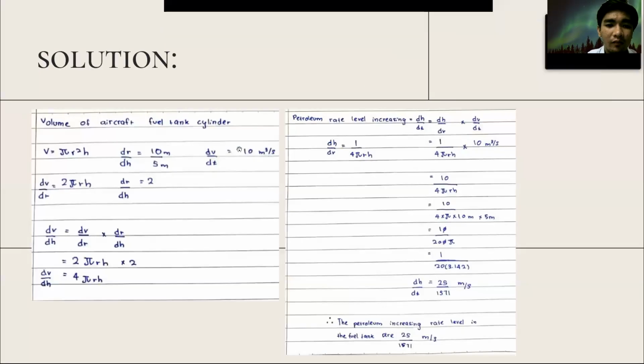The volume of the aircraft fuel tank is a cylinder, and the formula for the volume of a cylinder is pi r squared h, and dr over dh is equal to 2, and dV over dt is equal to 10 meters cubed per second. So dV over dh is equal to dV over dr times dr over dh, which is 2 pi r h times 2, and the final answer for dV over dh is equal to 4 pi r h.